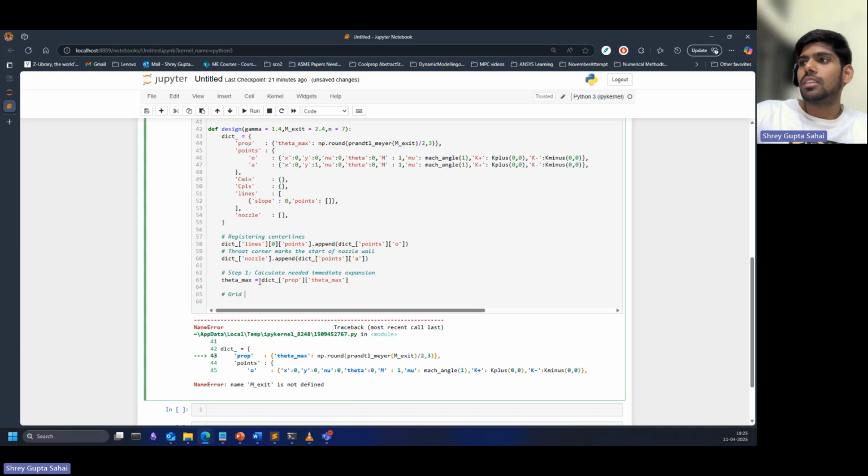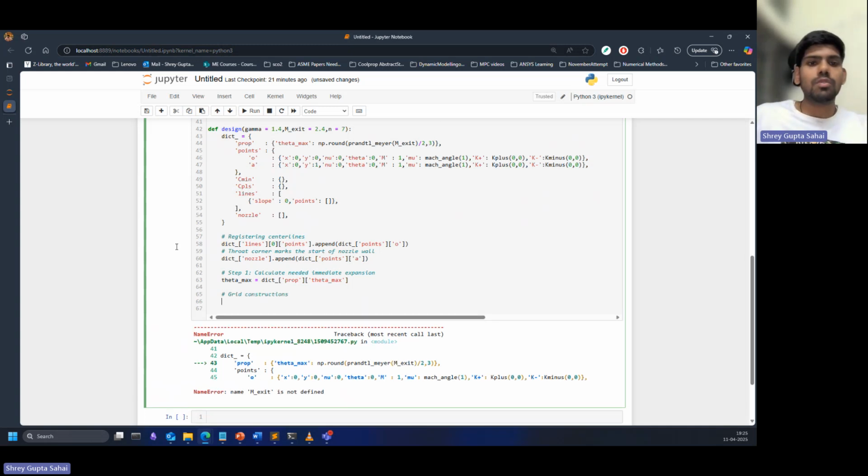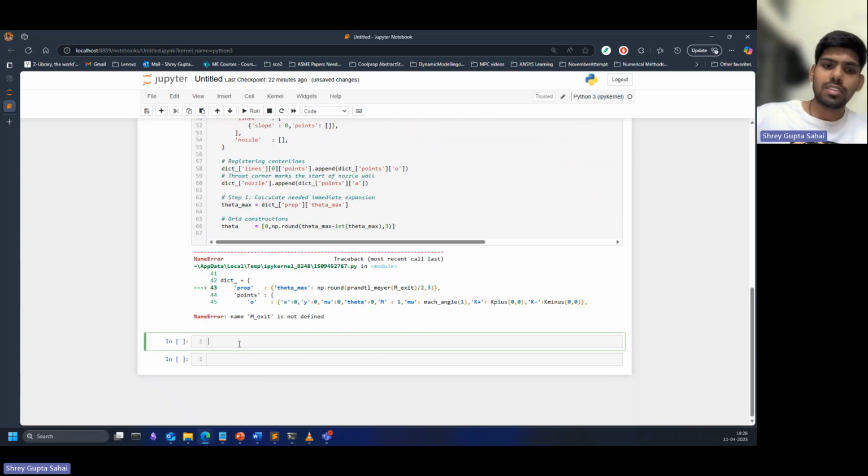The grid construction is done by selecting certain theta values for which we will start registering C minus lines. For that, I start with this line. The first theta I pick is the decimal part of it. So if suppose theta max is 13.355, the first theta I choose is 0.355, so that the remaining 13 can be equally divided into n minus 1 terms.